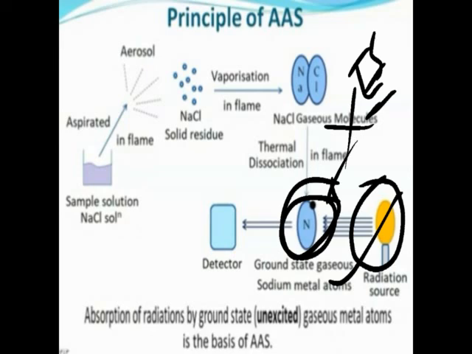So radiation source, what are the radiation sources? So we have seen different radiation sources for the UV, visible, IR. Here different radiation sources are utilized. The most useful is the hollow cathode lamp.